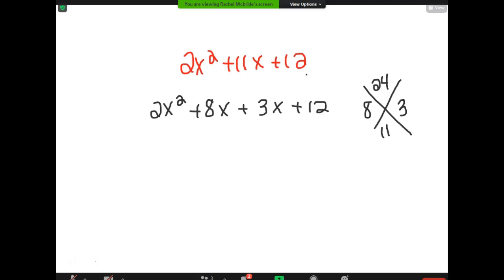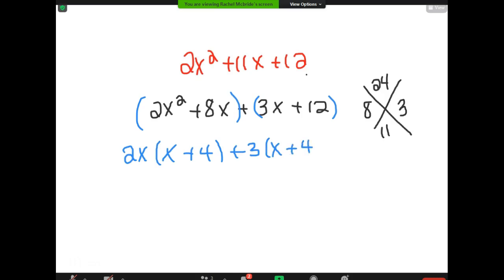The GCF of 2x squared and 8x is 2x, leaving behind x plus 4. The GCF of 3x and 12 is 3, leaving behind x plus 4. So we have 2x plus 3 and x plus 4.